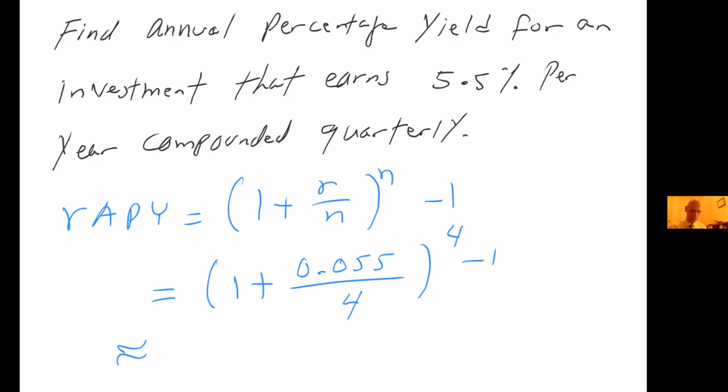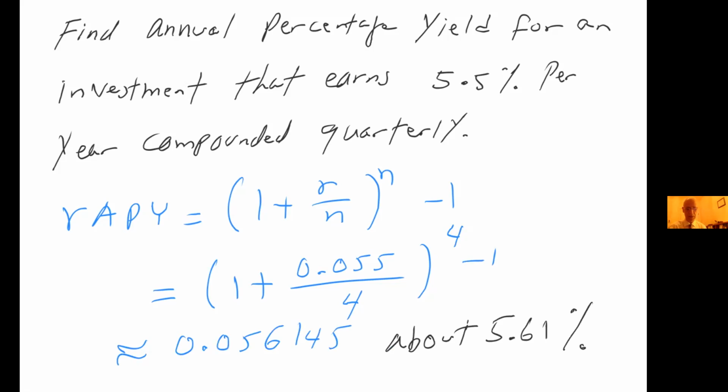So according to my calculator, I have 0.056145. Multiplying this by 100 to get a percentage, about 5.61%. And that does make sense because 5.61% is more than 5.5%.